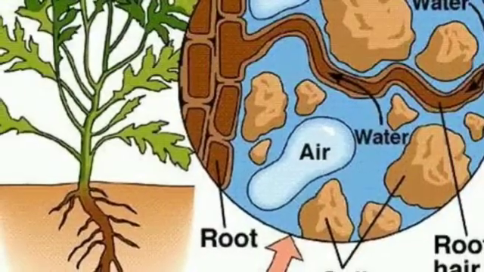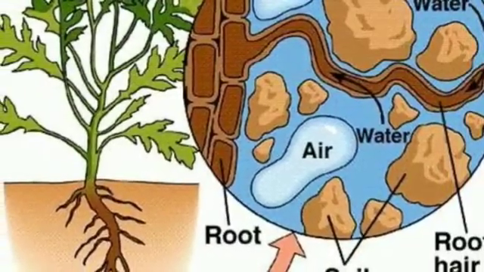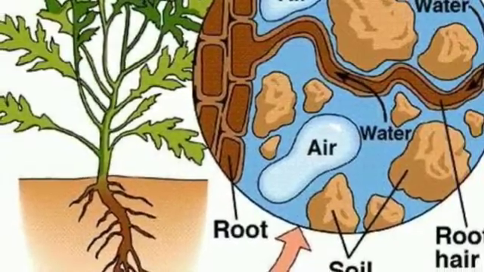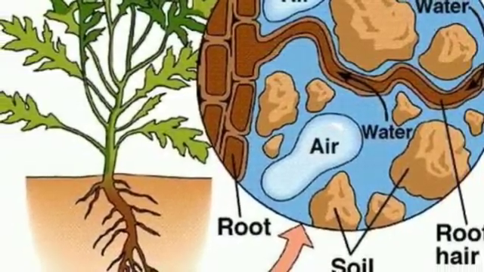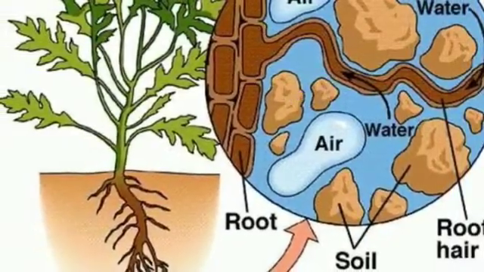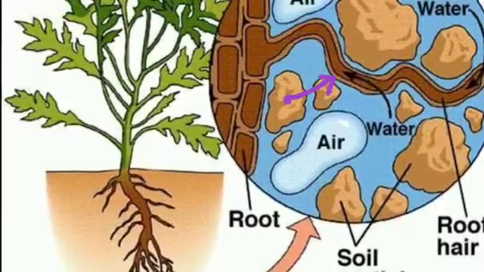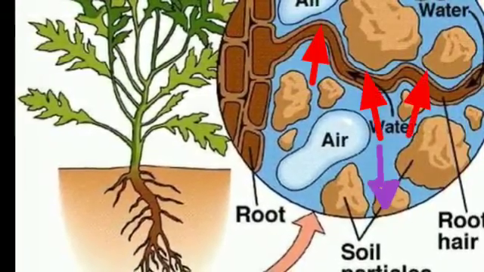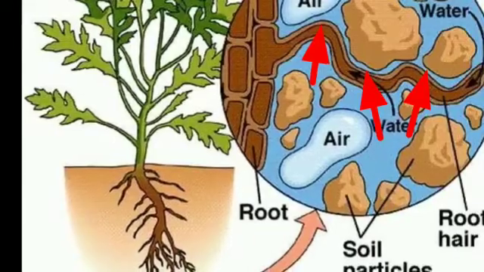Soil water also has salts dissolved in it, but the concentration of soil water is less than the concentration of the root hair's cell sap. Therefore, water moves into the root hair from the soil. That means from lower concentration to higher concentration.